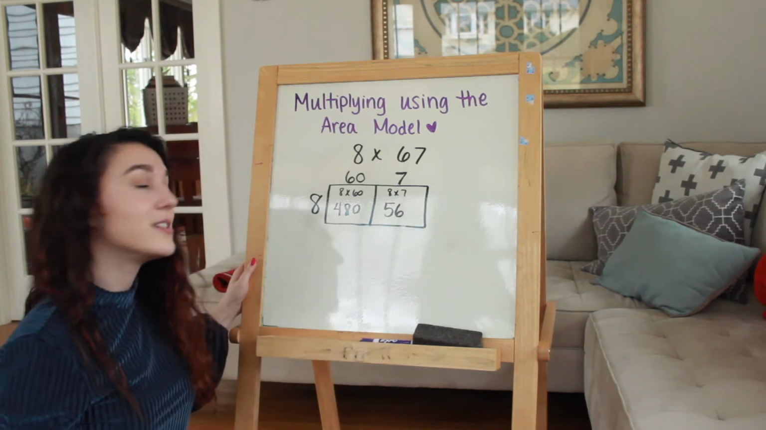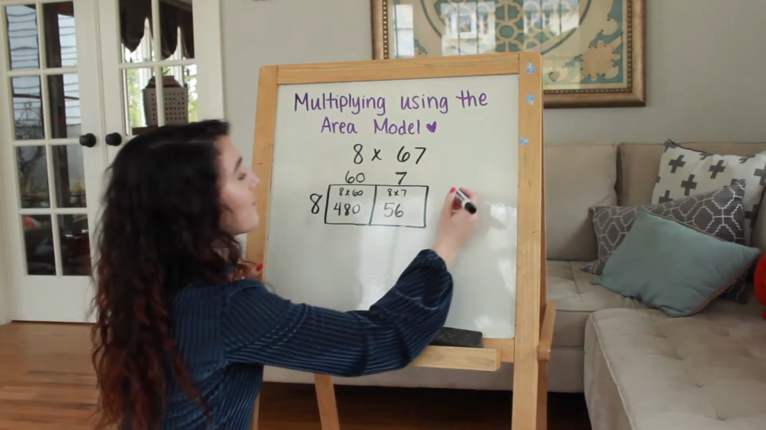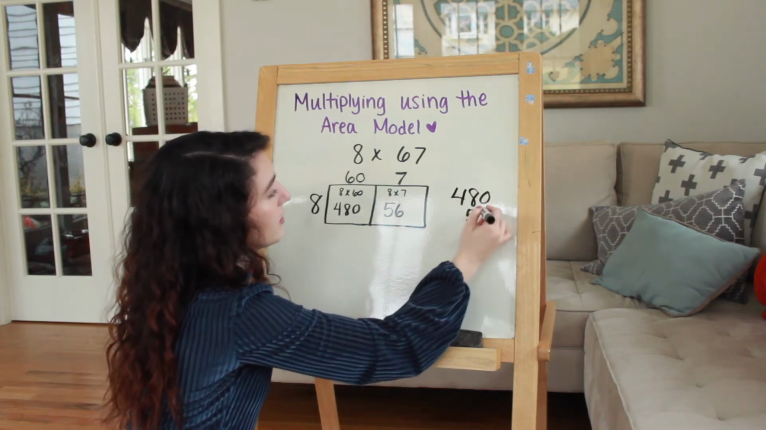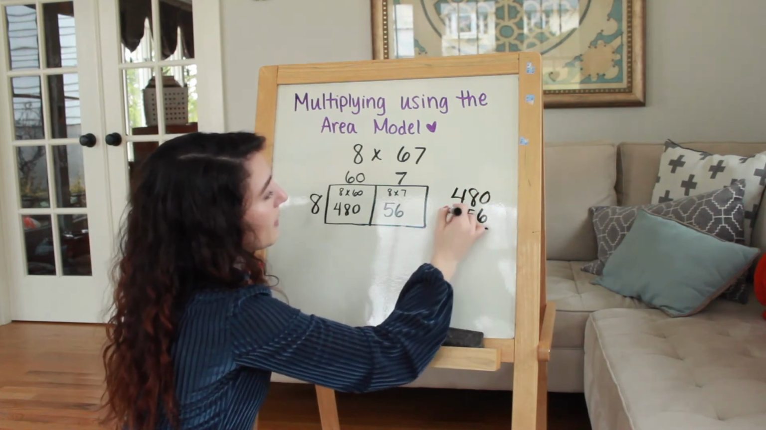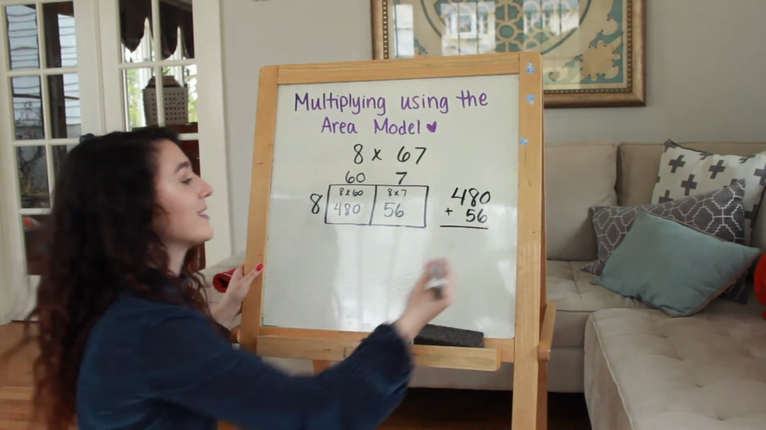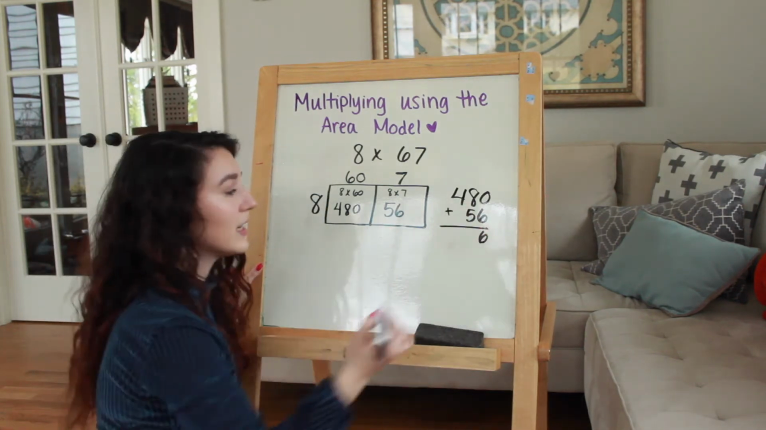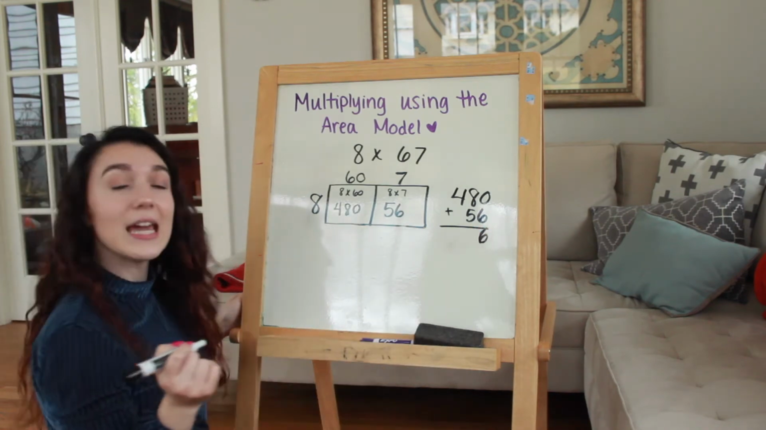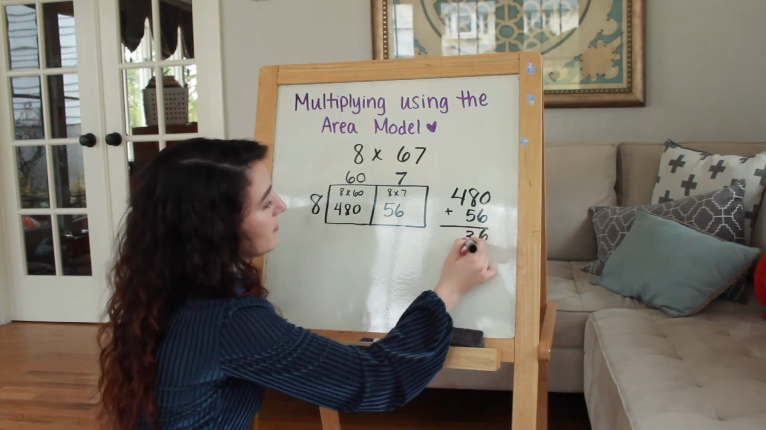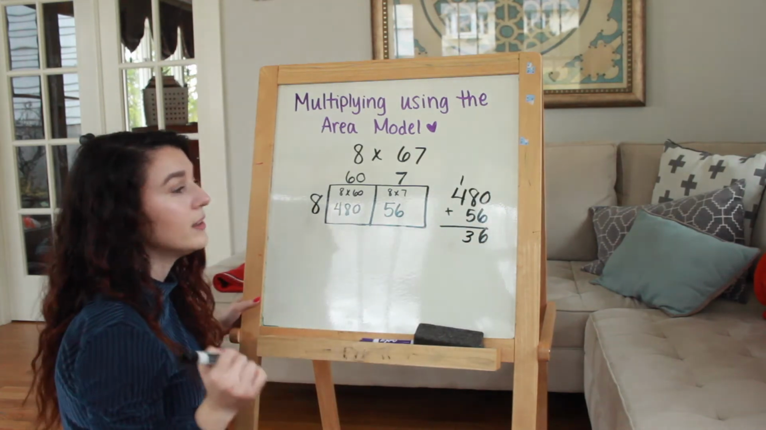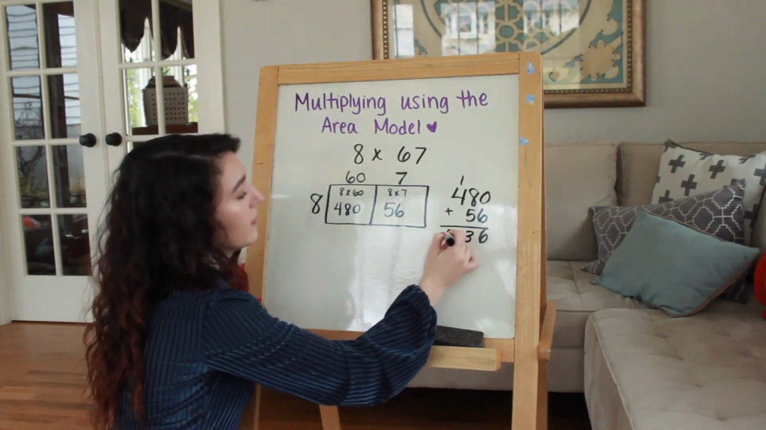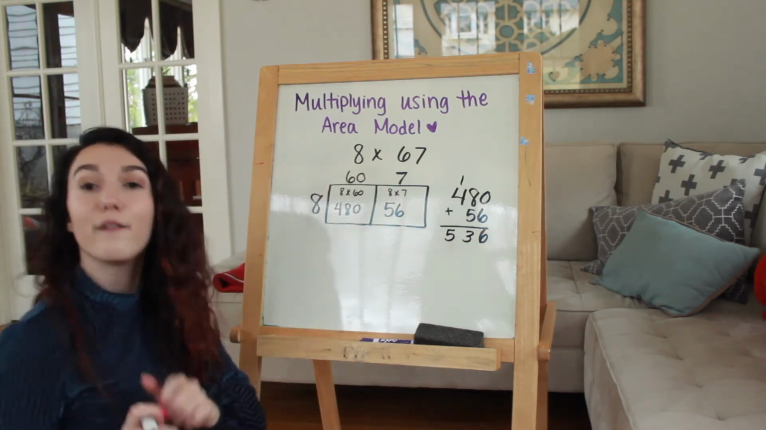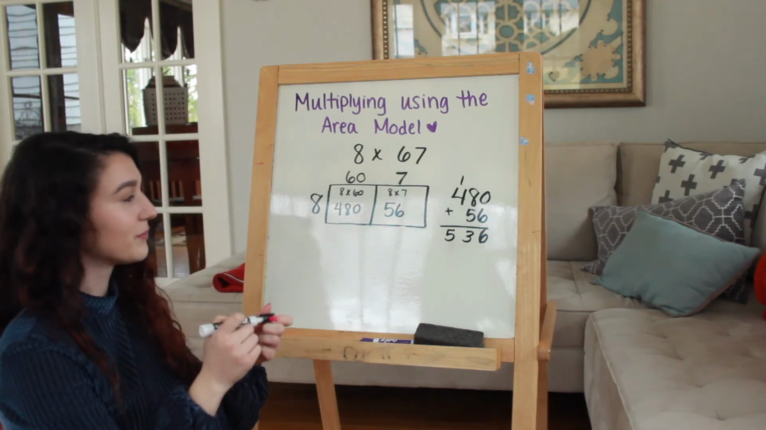My next step is to add them up. Going to make sure that they're lined up by place value. Great. 0 plus 6 is 6. Funky looking 6 right there. I know that 8 plus 5 is 13. Carry my 1. 1 plus 4 is 5. So I know that 8 times 67 is 536.